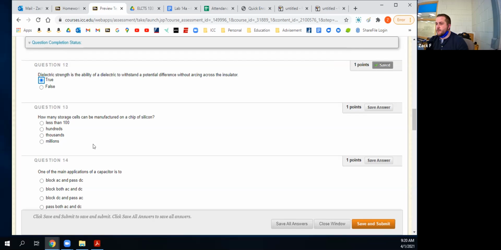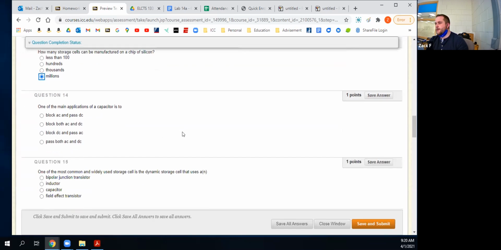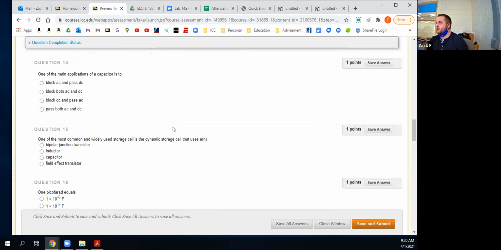How many storage cells can be manufactured on a chip of silicon? Kind of crazy, isn't it? You guys will be into solid state probably next spring. If you're in industrial maintenance, you won't take solid state, but it's kind of mind-boggling to me that solid state uses the same principles as capacitors, but like your cell phone has millions, if not billions, of little transistors in there.